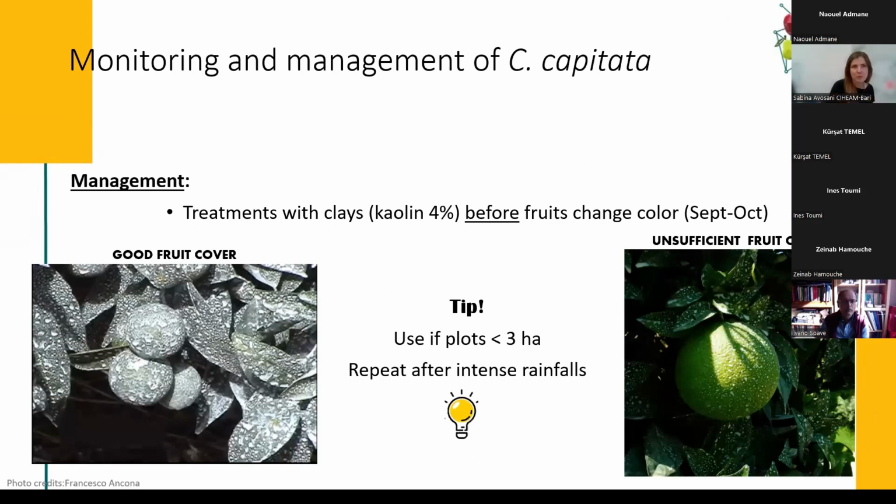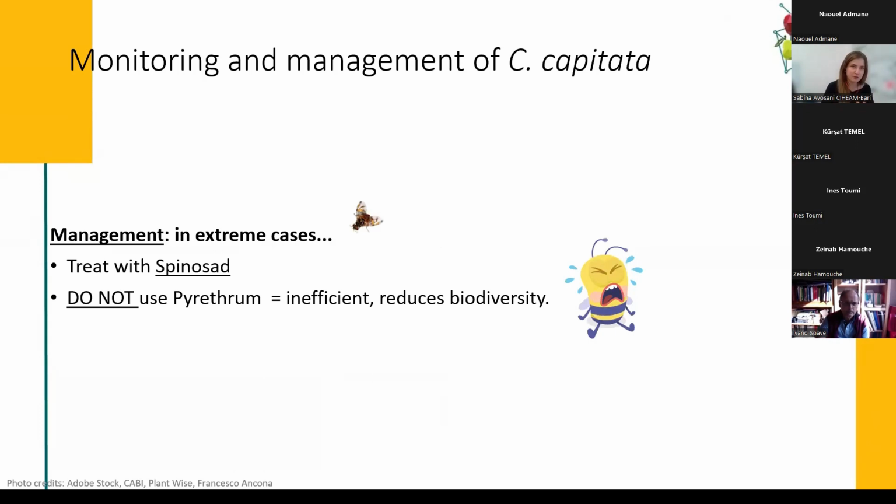In your small orchard, where you cannot use attract-and-kill approaches, you can protect your fruits by treating with clays, with kaolin, before the fruits change color. It's important to have a good covering of the fruit, obviously, because in this way you deter the oviposition behavior of the female. In extreme cases, even if you should avoid it, you can treat with spinosad, while pyrethrum and pyrethroids are not suggested because they are less efficient and they reduce the biodiversity in your plot.